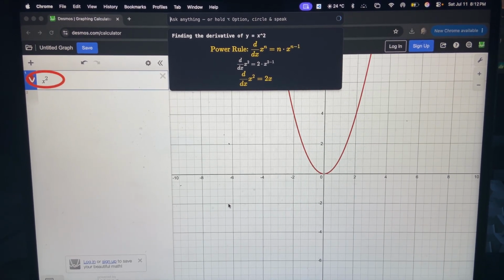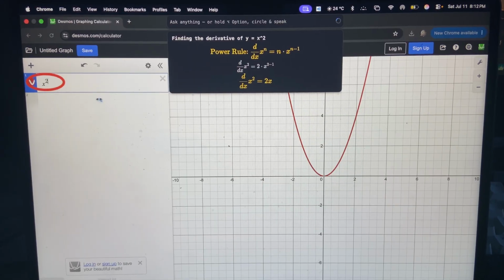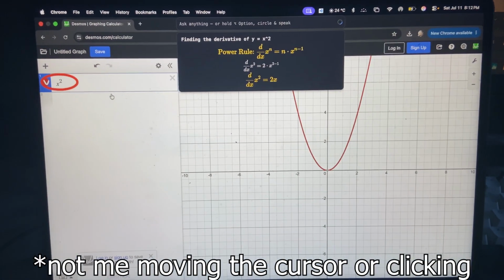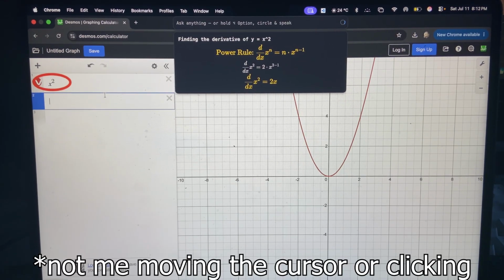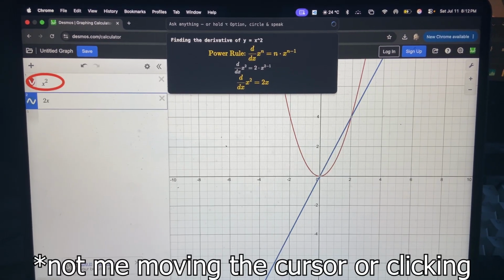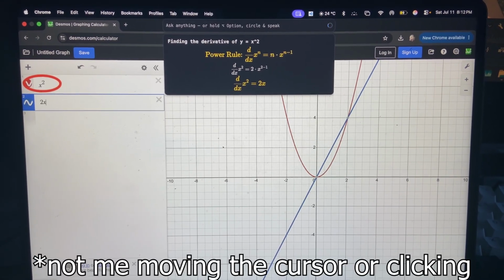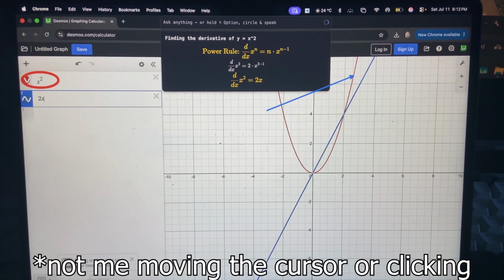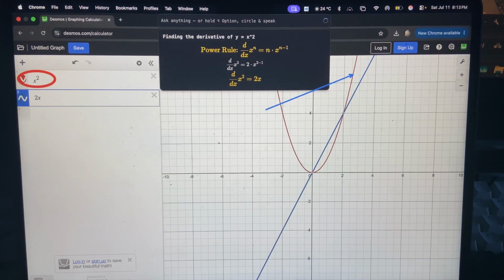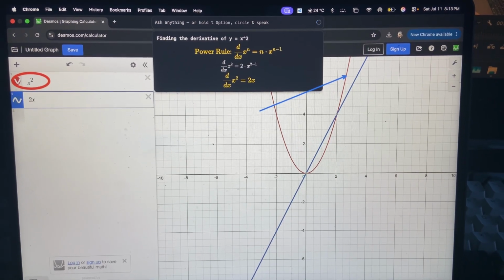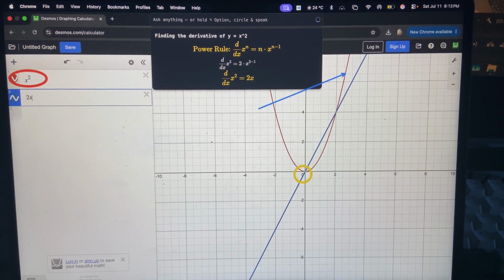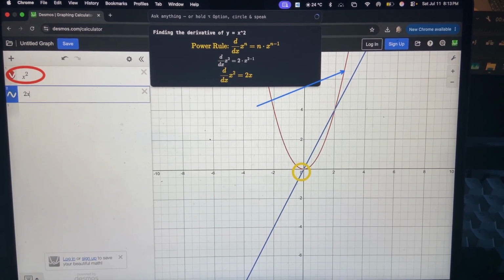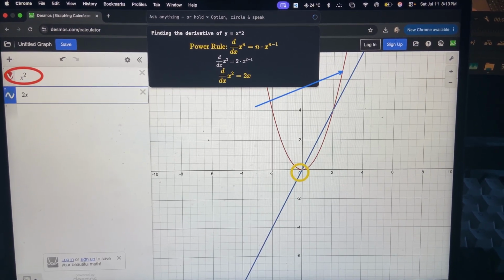Let me plot the derivative 2x on the graph so you can see it. See the blue straight line? That's 2x, the derivative. It shows the slope of the red curve at every point. Notice at x equals 0, the blue line is flat. The parabola has 0 slope at its bottom. That's exactly what 2 times 0 equals 0 tells us.